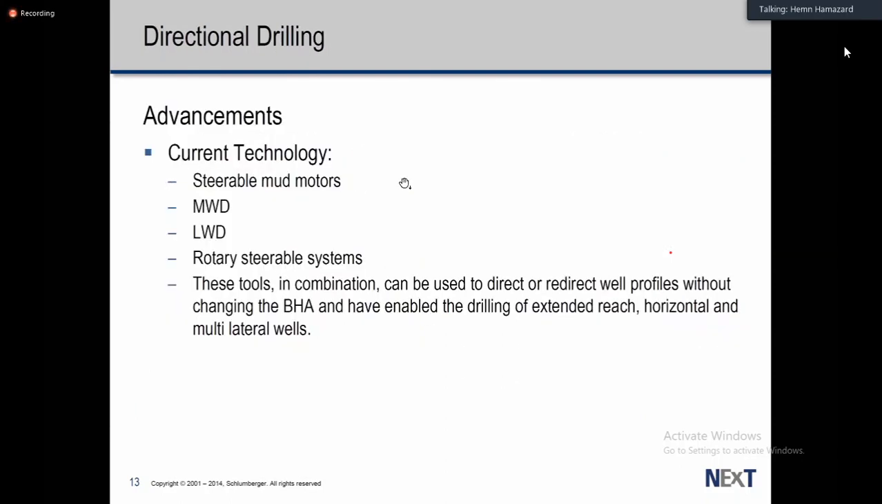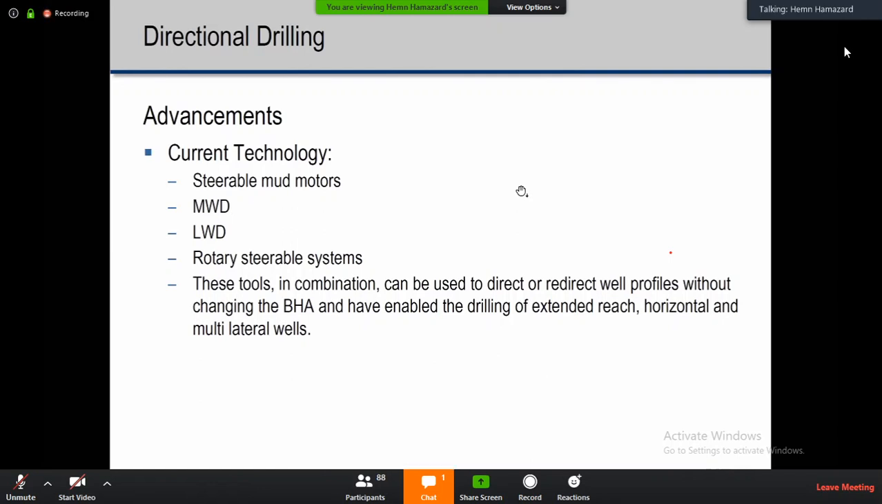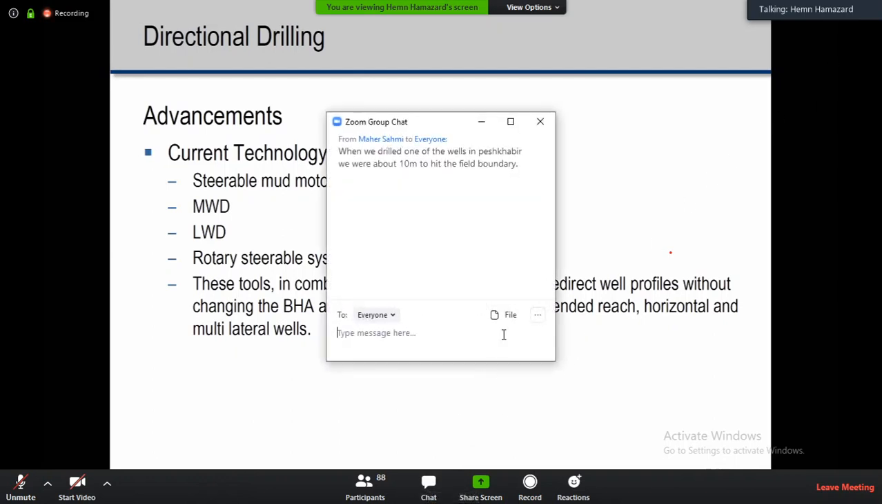Advancements of current technology: in the very old days, I have heard that they used to use a bent crossover, just bent the crossover and use it for drilling. But that was probably more than 50 years ago. And then after that, they used to use the motor. With the motor, you can set a degree for the bend, and then you can just drill with the predetermined bend degree, and then you continue ahead.